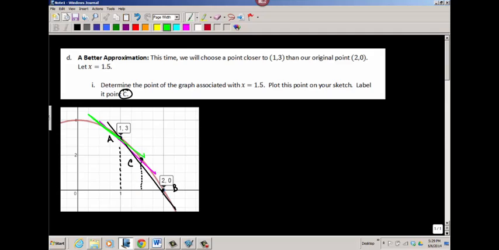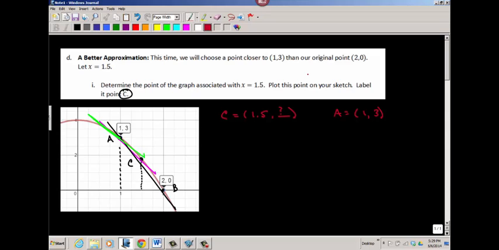The reason for that is because C is closer to A than B is. So the idea is if we take points that are closer and closer to A, we're going to get better and better approximations. So we need to figure out where C actually falls. Well, C has an x value of 1.5. We already know that A is the point 1 over 3 up. So the question is, what is the height value of C?